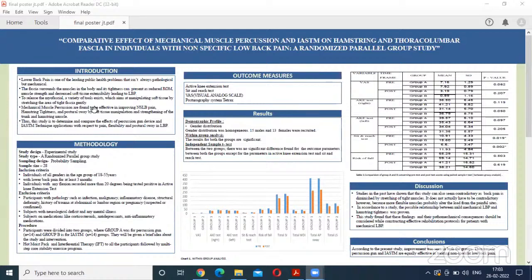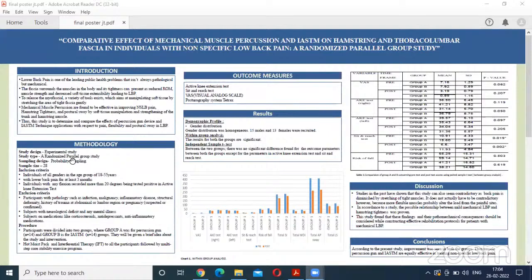To release the myofascia, a variety of tools have been used, which work by manipulating soft tissue by gently stretching the area of tight fascia. Mechanical muscle percussion is found to be effective in non-specific low back pain, hamstring tightness, and postural sway, through soft tissue manipulation and strengthening of the trunk and hamstring muscles. Thus, this study is to determine and compare the effects of the percussion gun device with the ISTM technique with respect to pain, flexibility, and postural sway in low back pain.